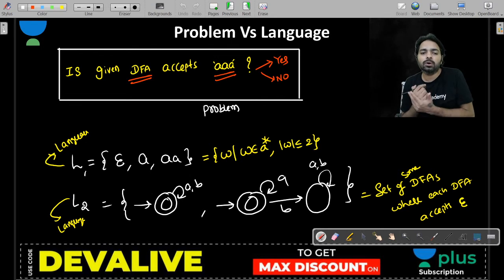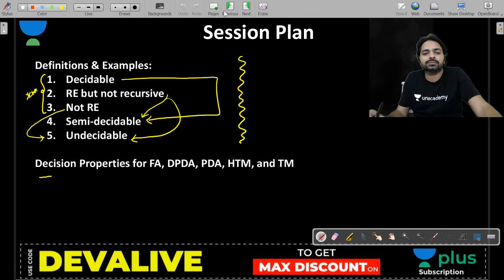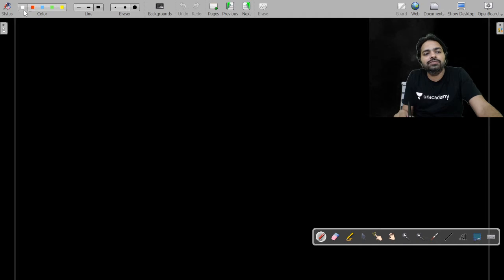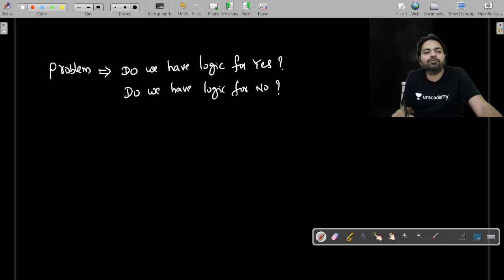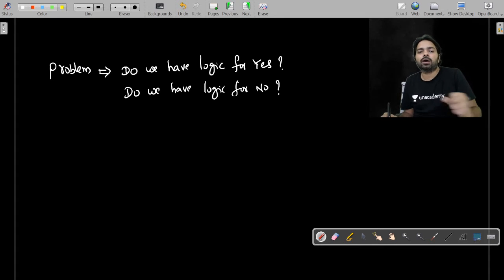That means you have a logic for both, right? So always for a problem we will think about whether you have a logic for yes and for no. If it is a problem, we are going to think about: do we have logic for yes? Do we have logic for no? If both have logic, then that problem is called decidable.